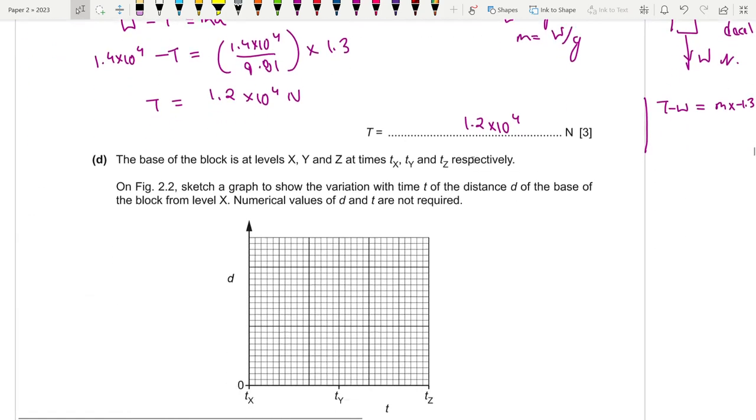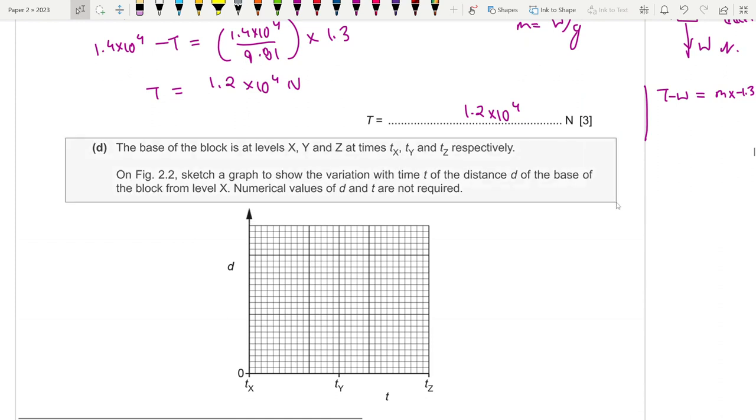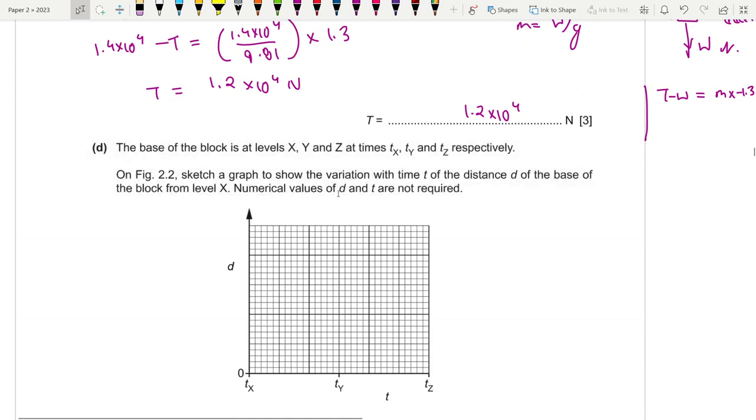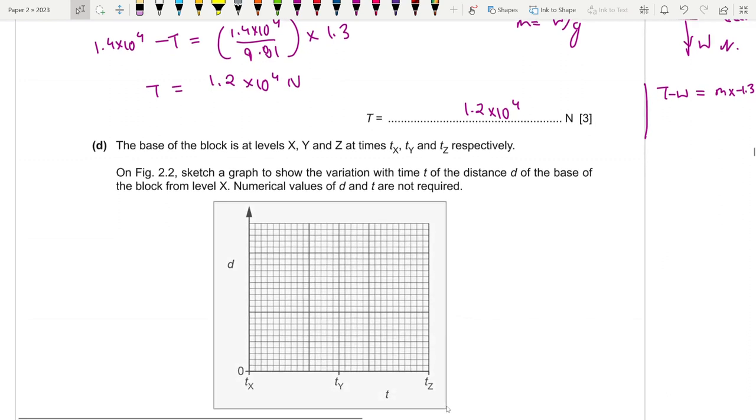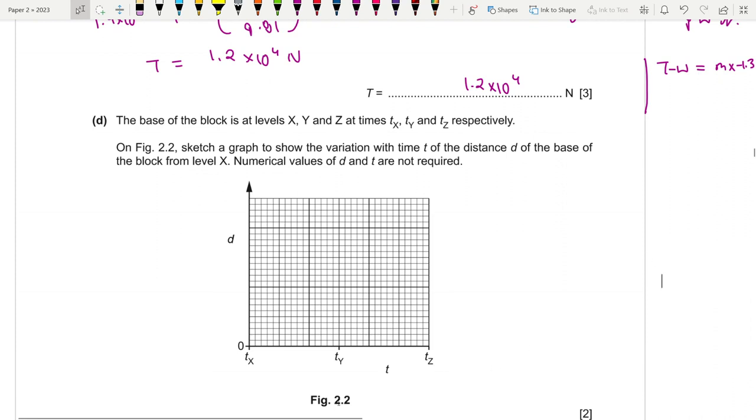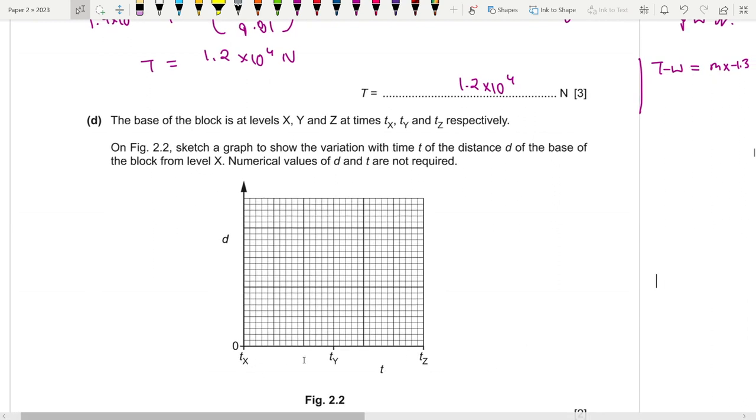Next, the base of the block is at levels X, Y, and Z at times tx, ty, and tz respectively. On figure 2.2, sketch a graph to show the variation with time of the distance d of the base of the block from level X. Numerical values are not required. So basically, guys, you know that the gradient of the distance-time graph is basically speed. Now, you're moving at constant speed from tx to ty. What does that mean? That you will have constant gradient from tx to ty.